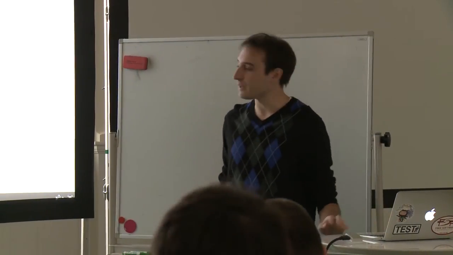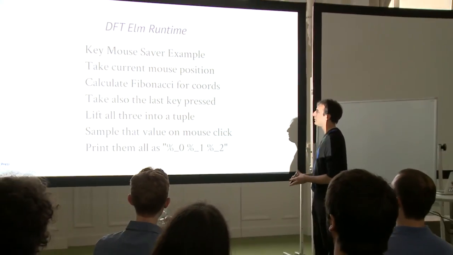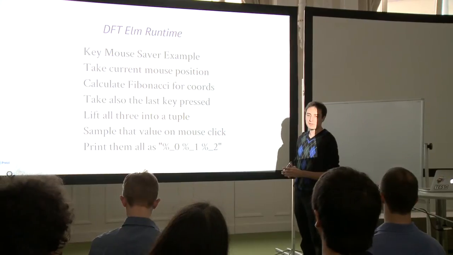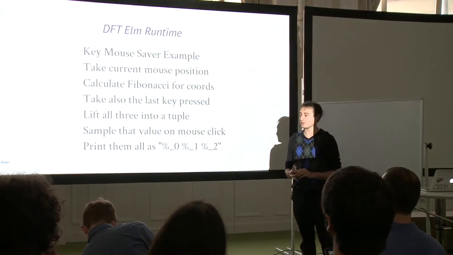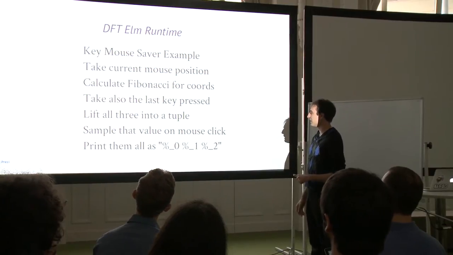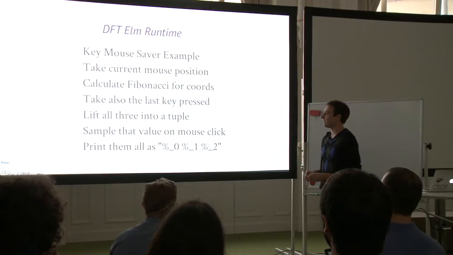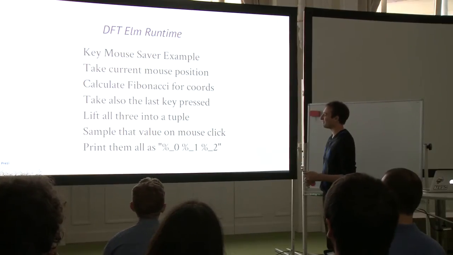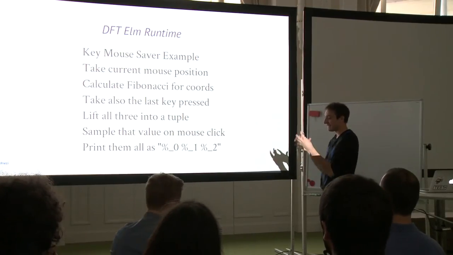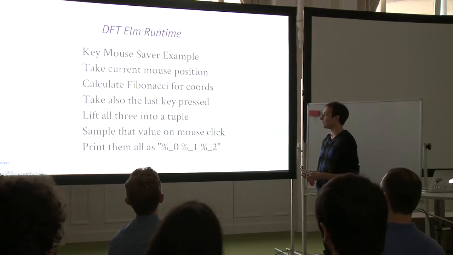First I want to talk about the current Elm runtime. I call it the DFT because it's a depth-first traversal of the signal graph. I wrote up here a specification of a program, and I'm going to take probably a long time explaining how this would be laid out in the signal graph and how a couple of simple executions would work.